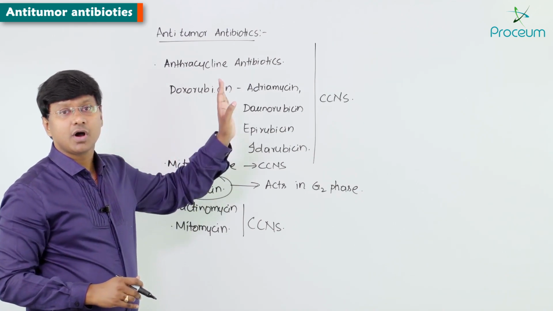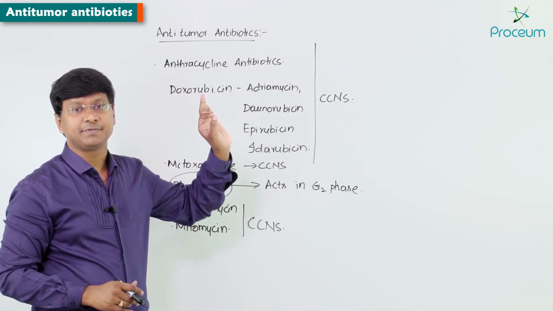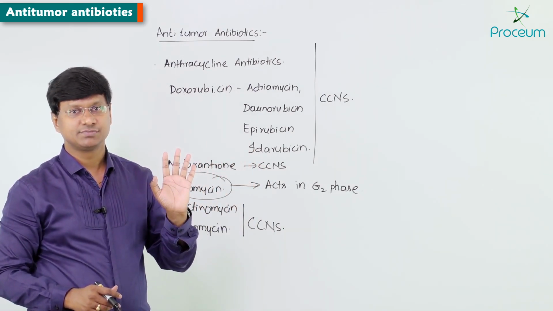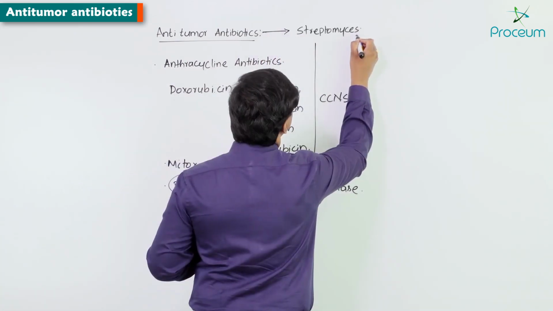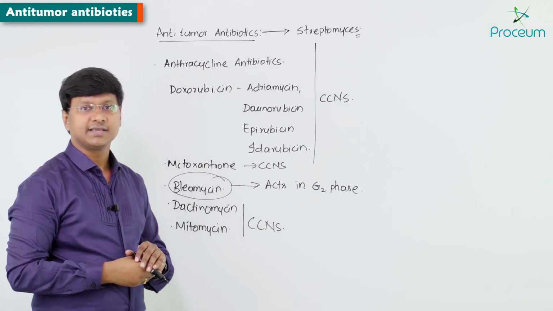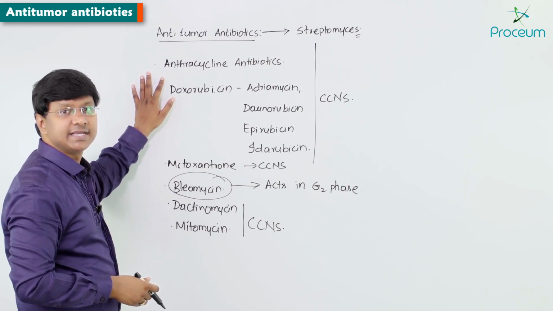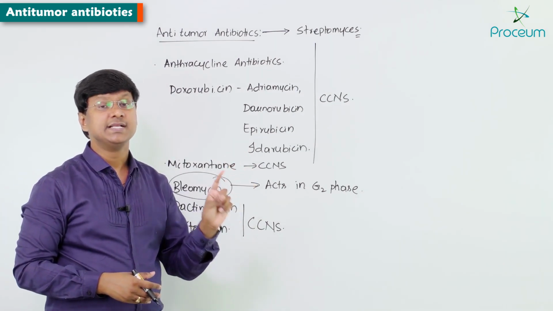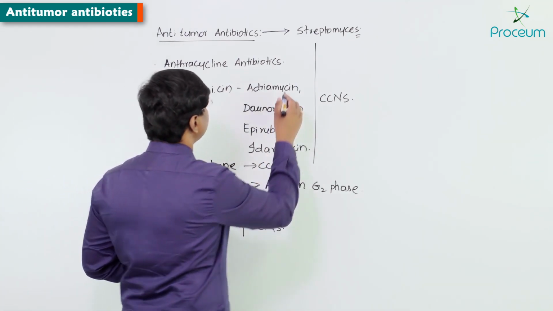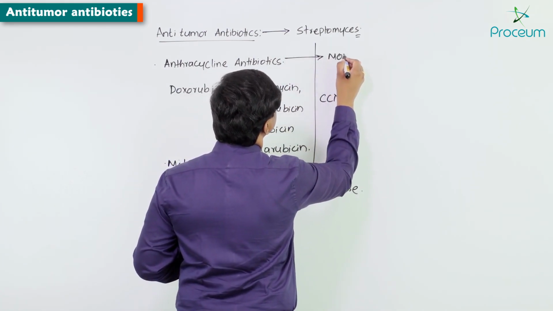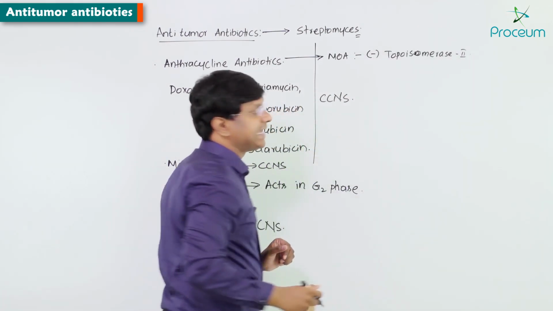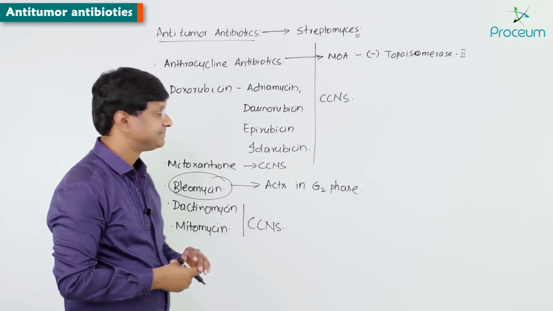Now remember, all anti-tumor antibiotics, where are they obtained from? They are obtained from a microorganism called streptomyces. Next, you take the anthracycline antibiotics. If you see the mechanism of action of these drugs, they act by inhibiting topoisomerase 2.